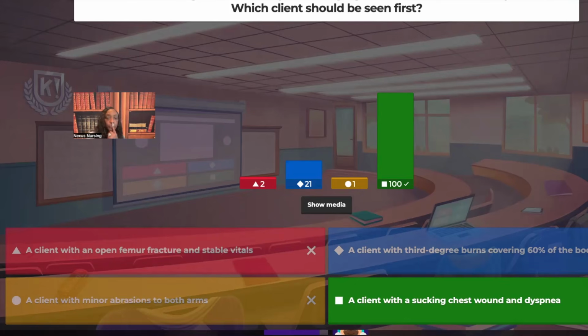Now I have a question. Why did you not go with the client with third degree burns covering 60% of the body? Because I want to talk to you guys about that for a second. On the live, can some of you guys explain? Yes, I'm going to explain it to you. Whoever said that, thank you. They are not likely to survive.